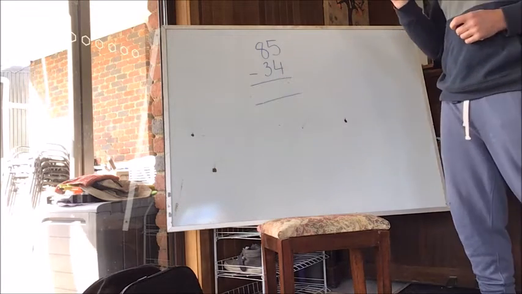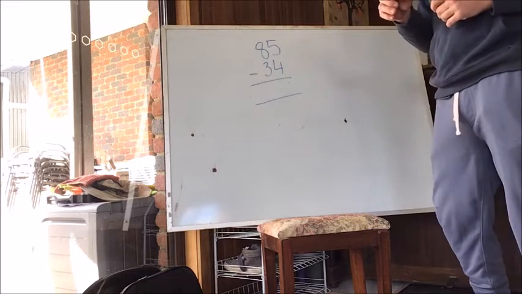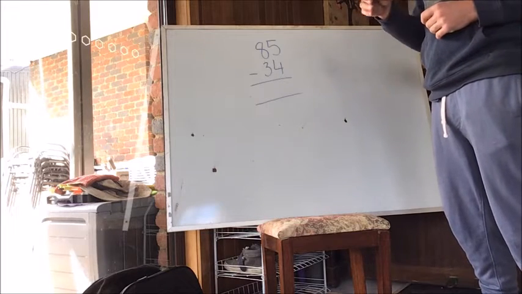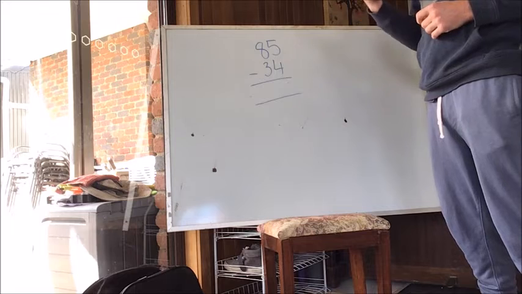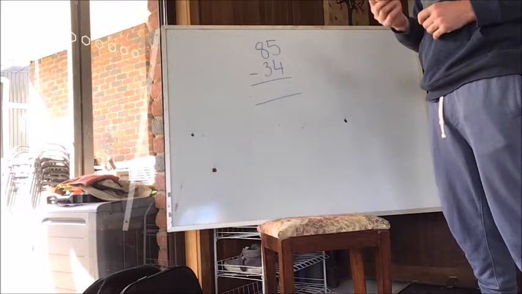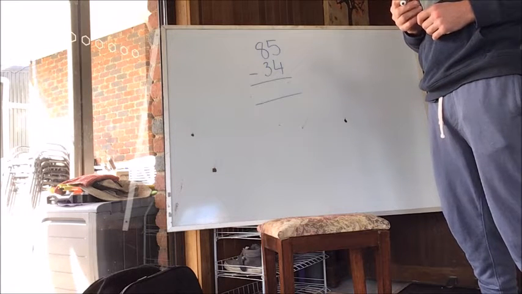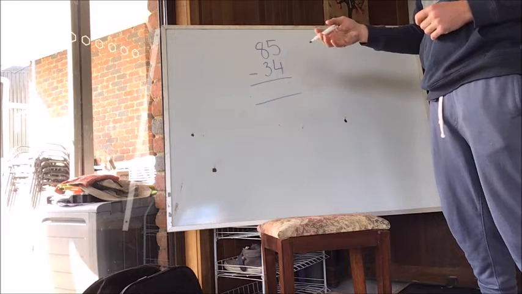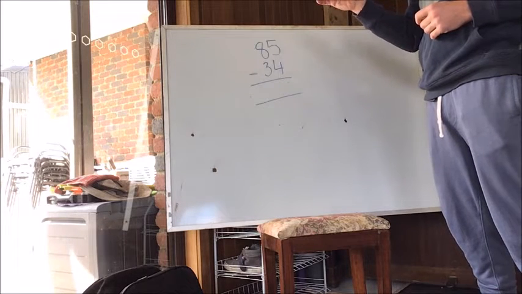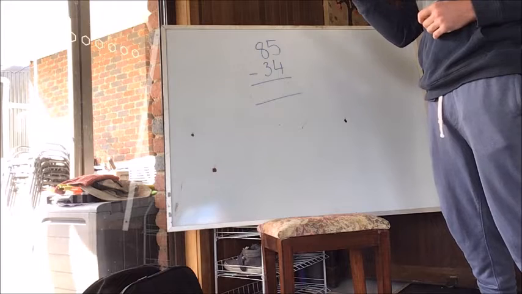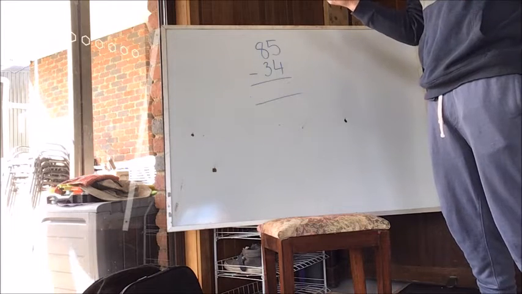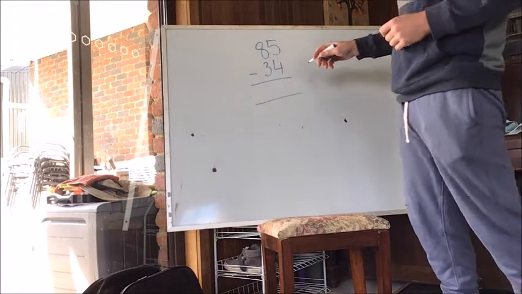Now, the most important thing to remember for this week is that the top number has to be bigger than the bottom number. Okay, and I'll explain that later, but get that in your head. When we're subtracting, the first number always has to be bigger than the second number, otherwise it just doesn't work. So, we have a look.